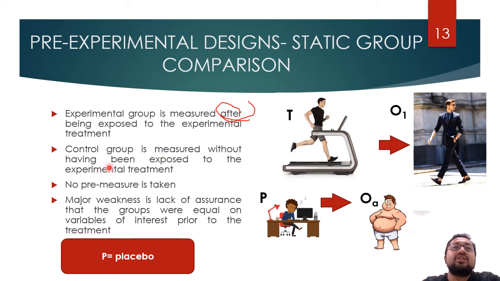Control group is measured without having been exposed to the experimental treatment. No pre-measure is taken. Maknanya tak ada pre-measure. Okay. And is measured after. Maknanya dekat sini selepas sahaja. Major weakness is lack of assurance that the groups were equal on variables of interest prior to the treatment. Kita tak tahu dia punya macam mana variable itu kita nak lihat sebelum intervention tu kita apply.